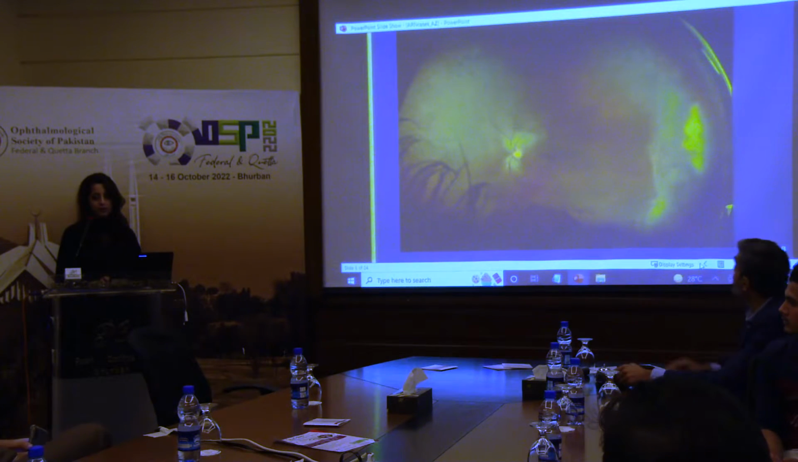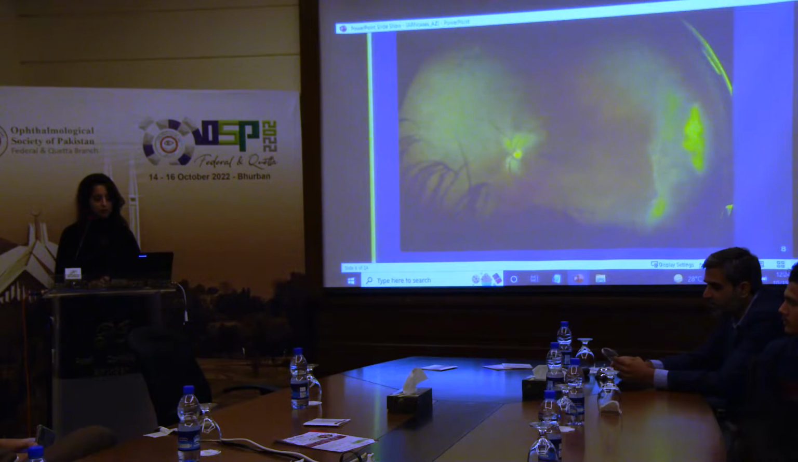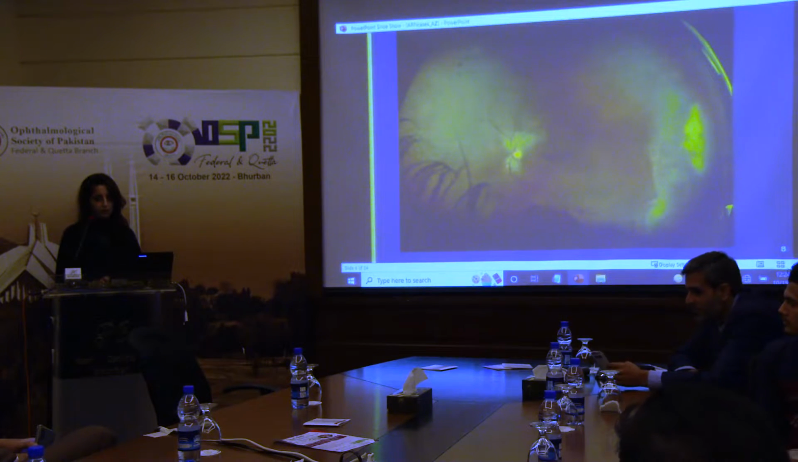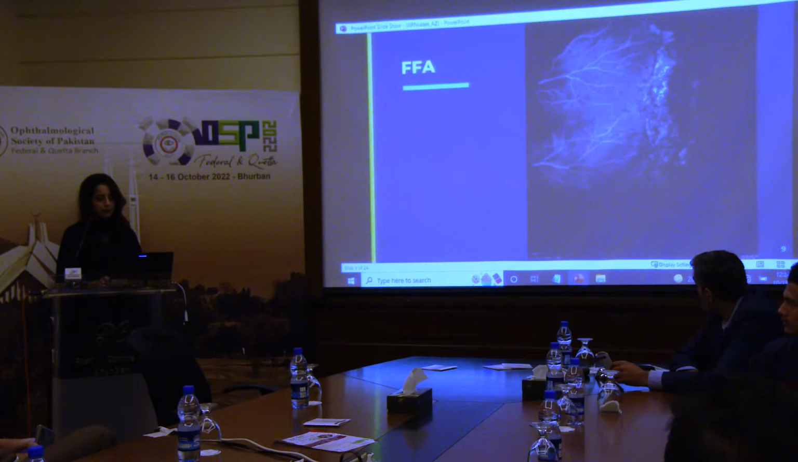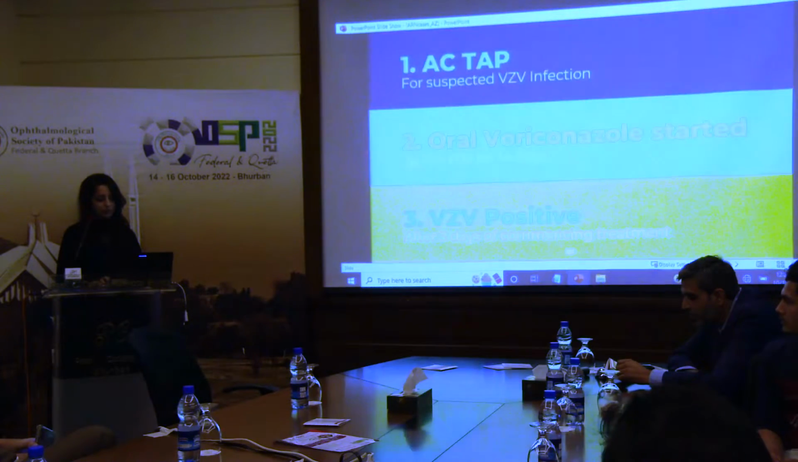This was the wide field image of the patient's affected eye, and it shows an area of fluffy whitish retinal lesion temporally with surrounding inflammation. This was the FFA image of the patient, and this area of necrosis and non-perfusion corresponds with the lesion.